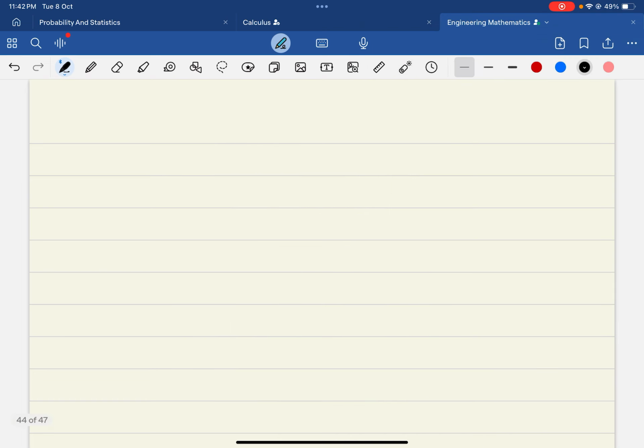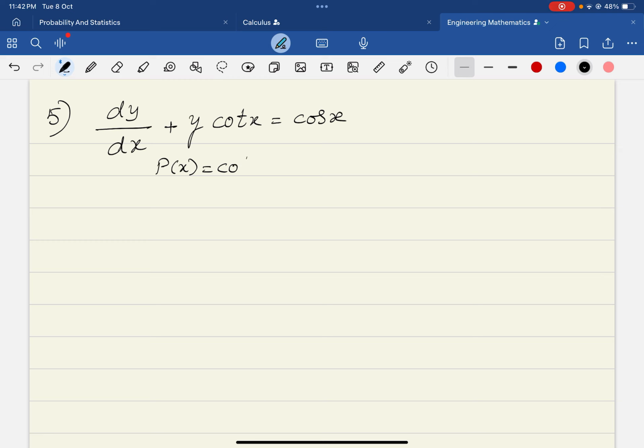Let us now do the next problem. We will do dy by dx plus y cot x is equal to cosine x. Now what is p of x here? It is cot x. And what is q of x? Cosine x.